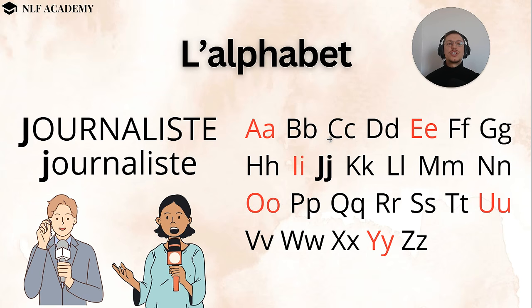J. Don't say G, okay? There's no explosion right here. It's not G, it's J. Par exemple, journaliste. A journalist, right? Journaliste. Très bien.